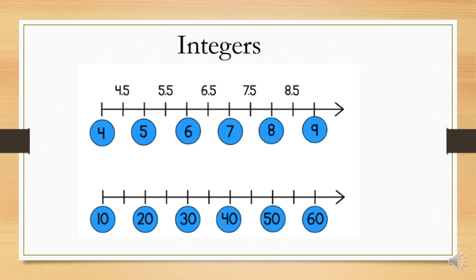Now we're going to look at a word that you may not have heard before, called integers. I've shown you two number lines on the board, and I've highlighted the integers on both of them. I've highlighted them in blue. What can you tell me about all the numbers that have been highlighted? That's right, they are all whole numbers. I've not highlighted the decimals up here. Integers is simply a mathematical word for whole numbers.